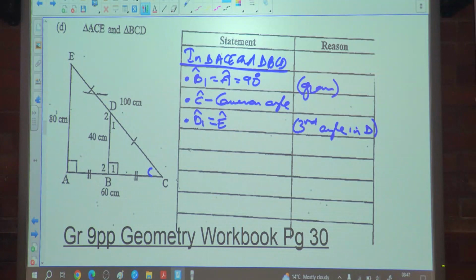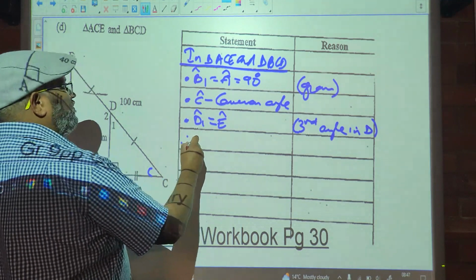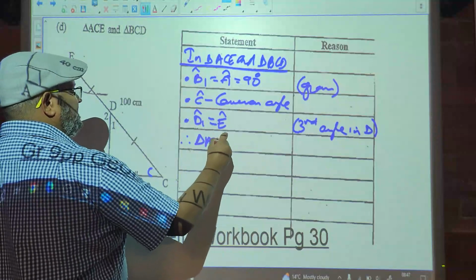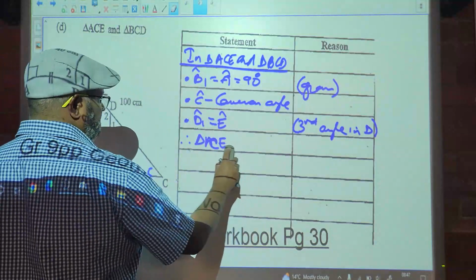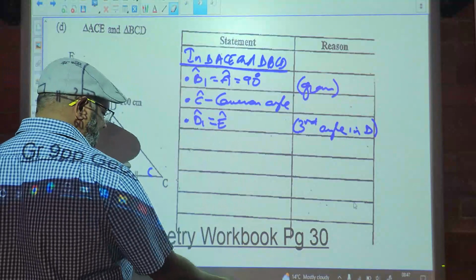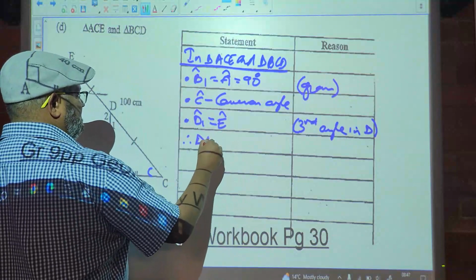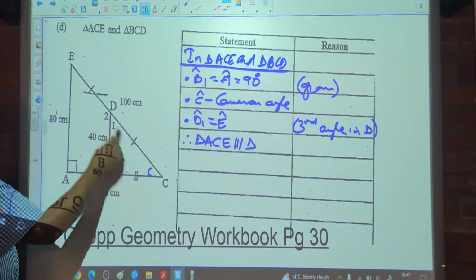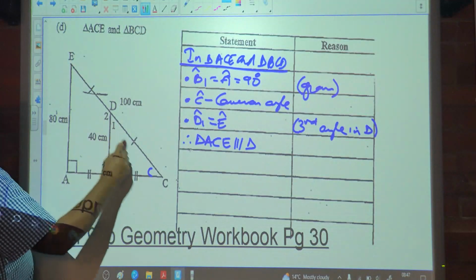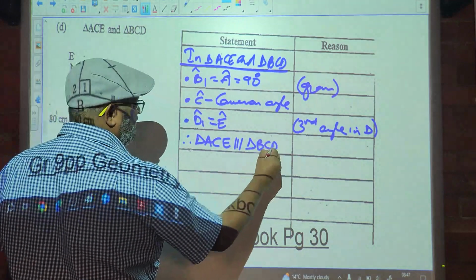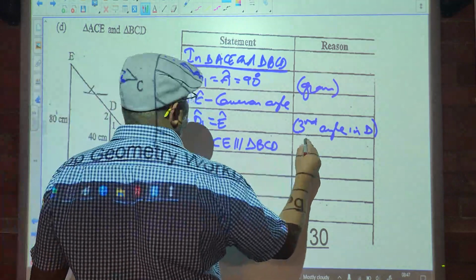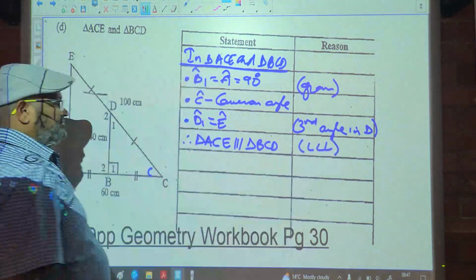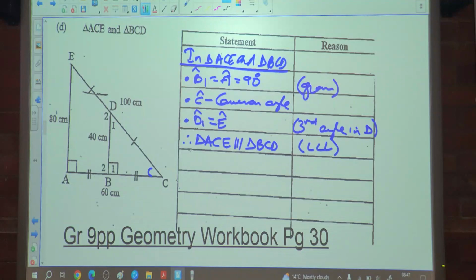Is that enough to conclude similarity? Yes. So therefore triangle ACE is similar to triangle BCD. Why? Angle, angle. Okay.